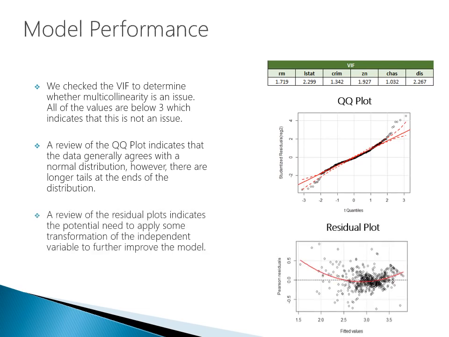A review of the residual plot indicates the potential need to apply some transformation of the independent variable to further improve the model. And looking at the spread of the residuals, we can see that there is a pattern that emerges on the right-hand side. There is some fanning out. It's not completely randomly spread across the chart.